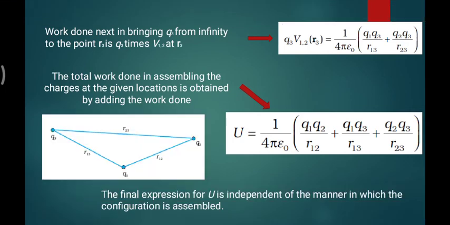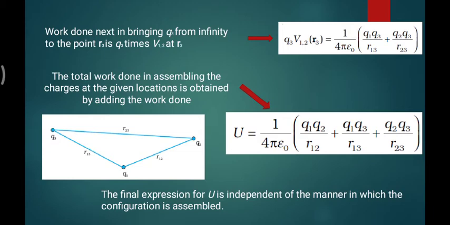So this is the figure through which I can explain the potential between q1 and q2. It is q1 and q2 at r12, q1 and q3, and q2 and q3, because all the combinations come. The potential between q2 and q1 will be the same as between q1 and q2. Obviously the potential between 2 and 3 will be the same as between 3 and 2. Okay, so this is the total work done in assembling the charges from the given locations, adding them all.